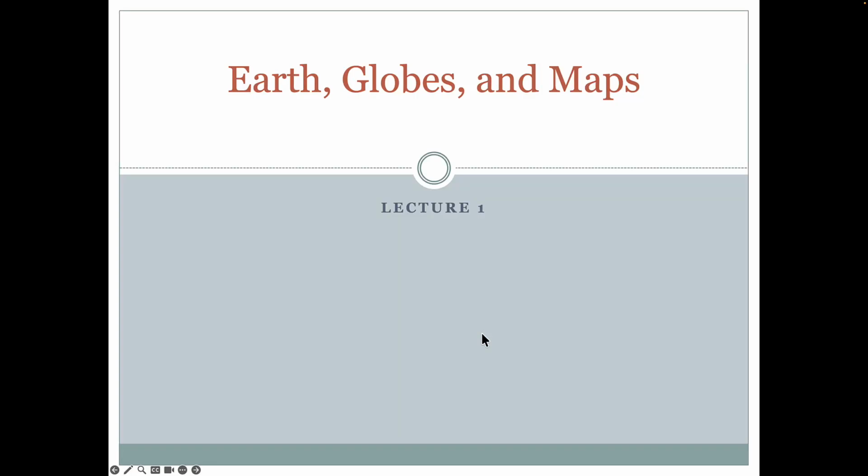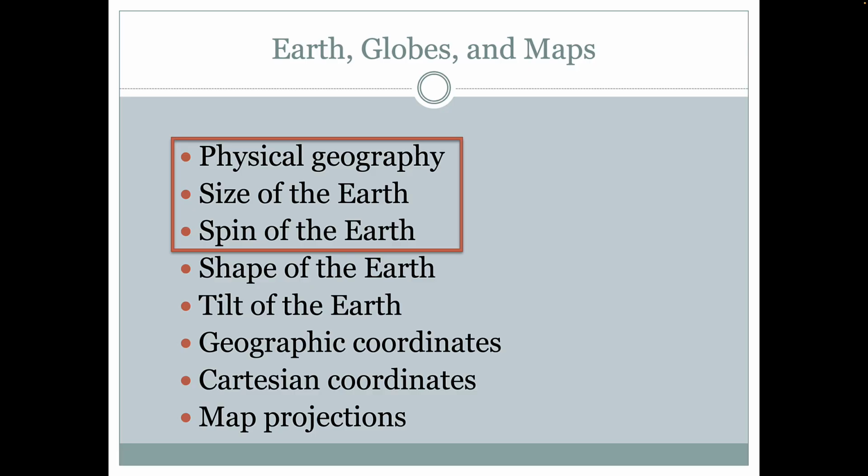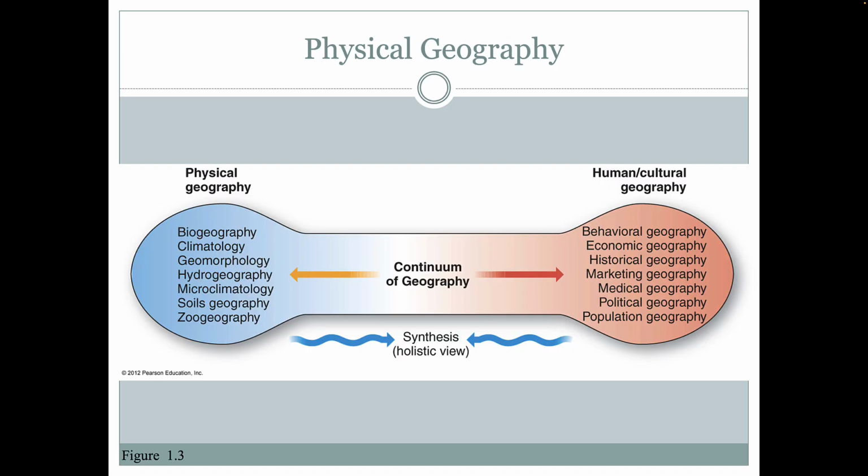So let's talk about the Earth and globes and then how we get all that information on maps. In this part of the lecture, we'll talk about what we mean by physical geography, and then we'll talk about the size of the Earth and how the size of the Earth was first determined, and then how the Earth spins on its axis. Let's start with physical geography.